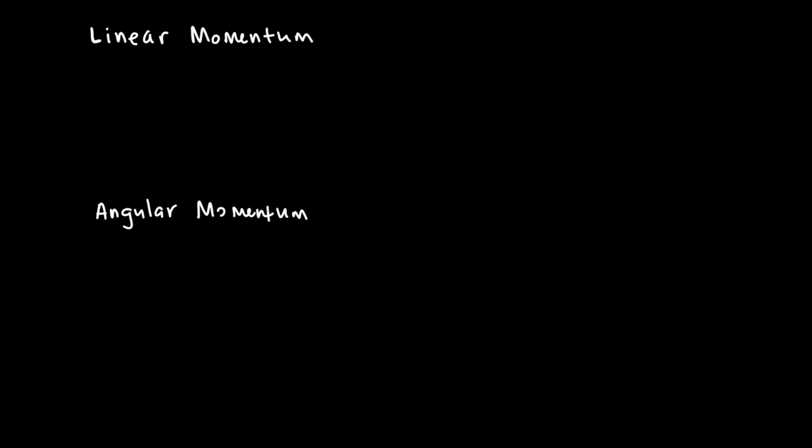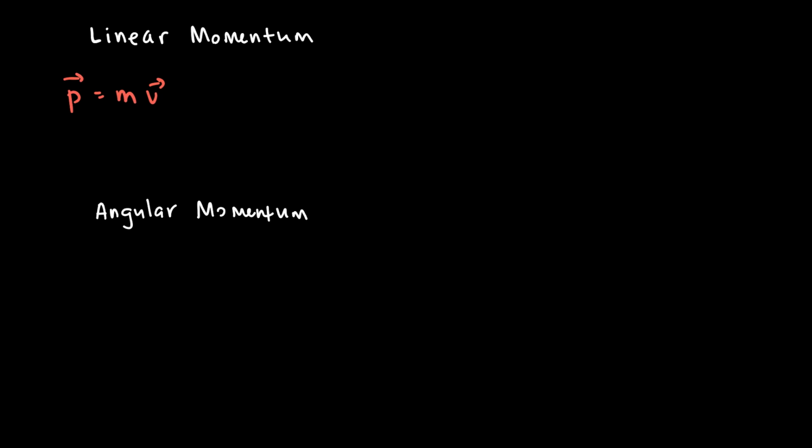Previously, we learned about something called linear momentum. Linear momentum, which we represented with a letter P, was a vector that was equal to the mass of an object times its linear velocity v. And so if you have some object that has a mass m moving with the speed v, then it has momentum. The faster it goes or the heavier it gets, the more momentum it has.